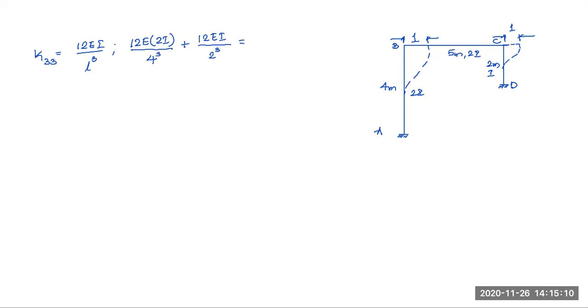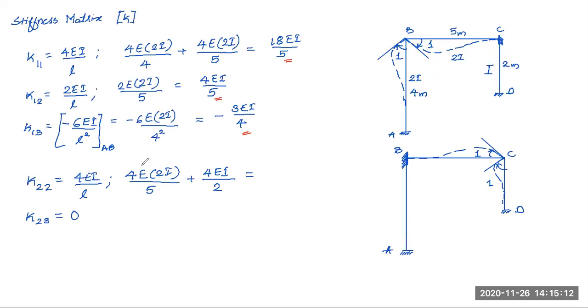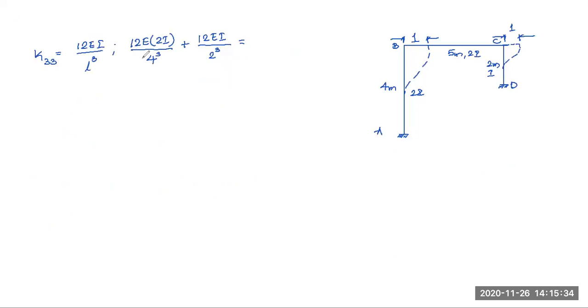Had anyone calculated these values? I want this K22 value. How much will be this? 4 plus 2, 8 by 5, and this will be again 2, 18 by 5. 18 EI by 5. Okay, so this is one. Okay, now what about this one? So how much this comes out to be? K33.